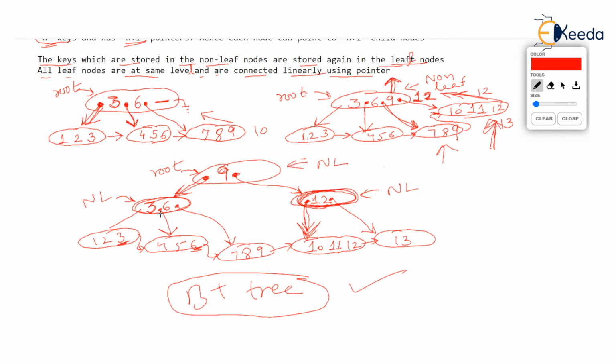Well, in the next video, when we join, we will get back to the same B plus tree here. And I want to tell you some advantages of B plus tree again as compared to B tree.